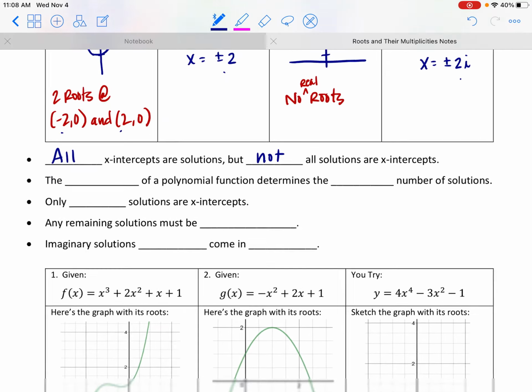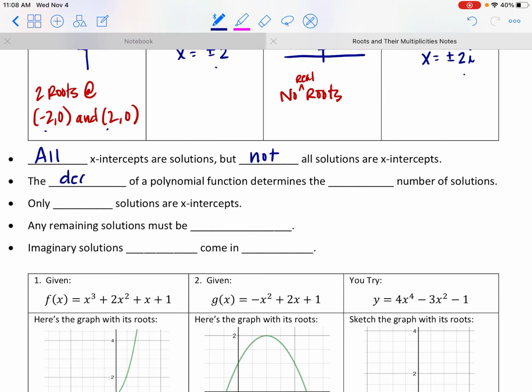Now remember, the degree of our polynomial tells us the total number of solutions. If we have a 6th degree polynomial, we should be looking for 6 solutions. But only the real ones are going to show up as x-intercepts on a graph. So only real solutions show up as x-intercepts.